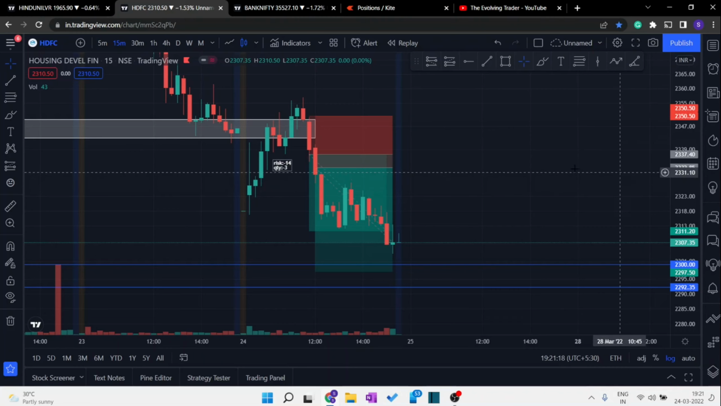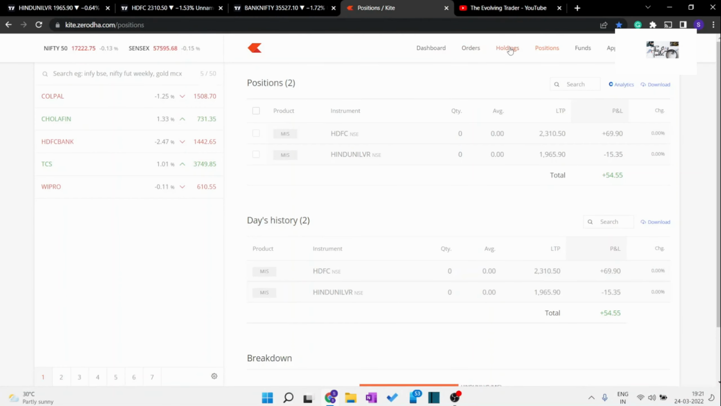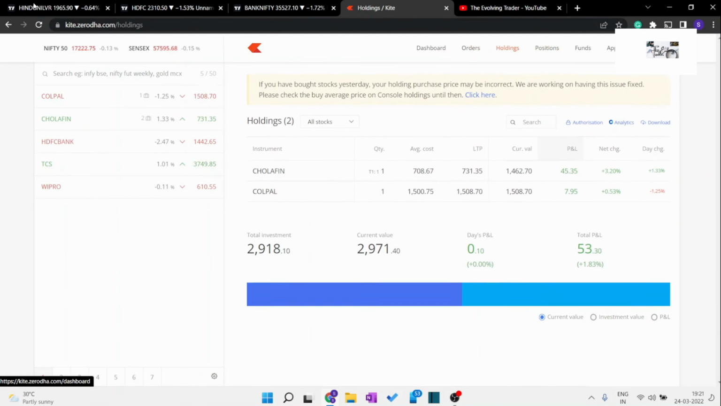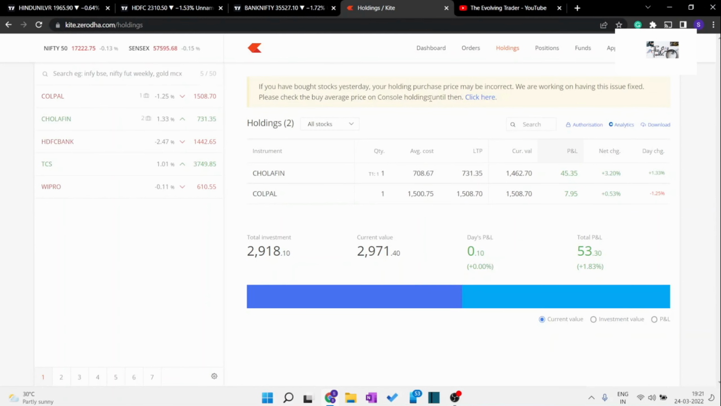So I would also like to give an update on the swing trades which I shared in the video. They were Chola Finance and Colgate, and they are doing really good. Colgate went for a retest, so it's showing less, but in Chola Finance I added one more quantity, as you can see. I'm at 2 quantities on Chola Finance.